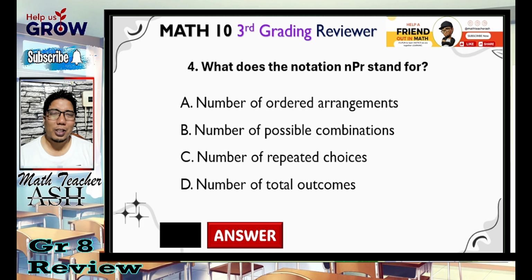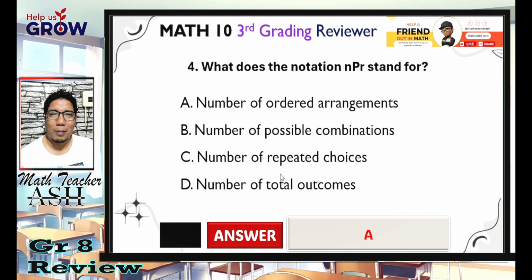Okay, my dear math learners, this question focuses on still permutation. This is permutation of n objects taken r at a time. That is what P(n, r) means. Now, talking about permutation, this is basically the number of ordered arrangements. Alright, letter A. Let's check whether we are correct. Alright, easy, right? Now, let us go to question number 5.